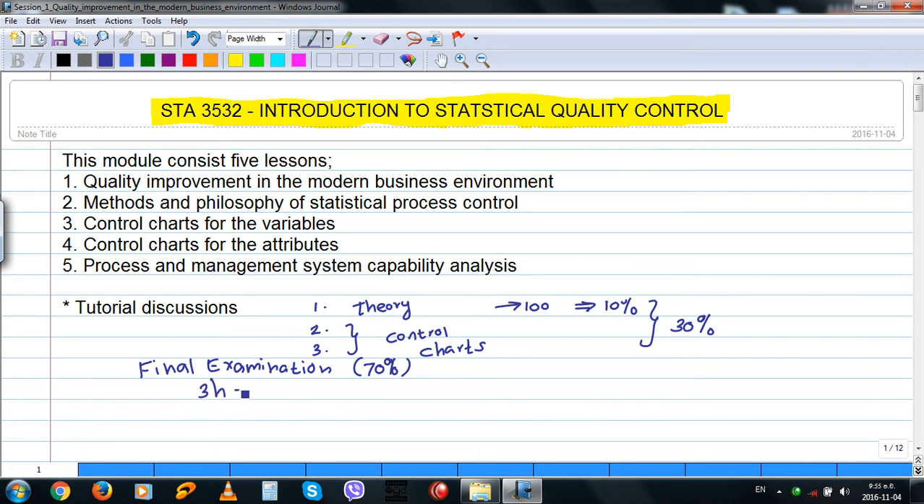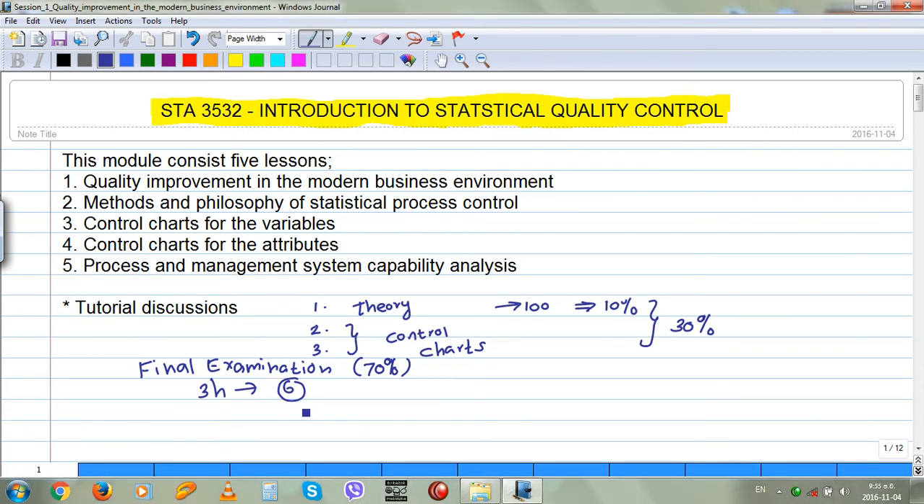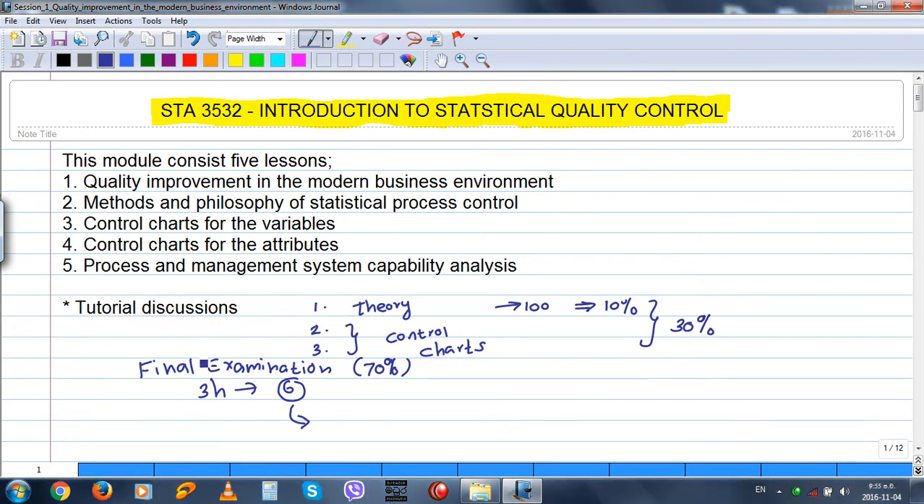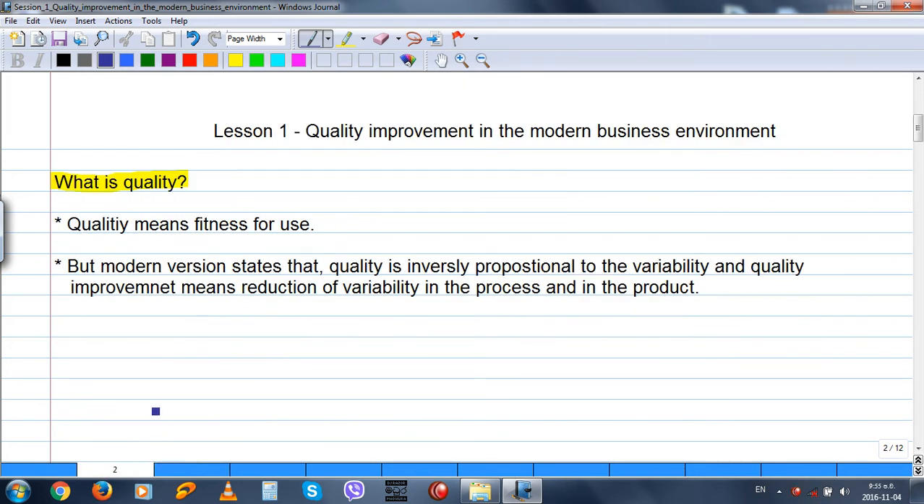That is a 3-hour paper, consisting of 6 questions, where both theory and mathematical calculations appear. So you have to answer the 6 questions within 3 hours. That is the way of conducting the lessons and doing the evaluations about the tutorials and also the final examination. So now we can start the first lesson.